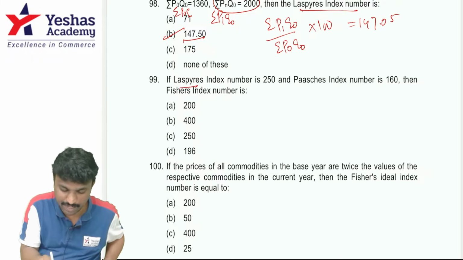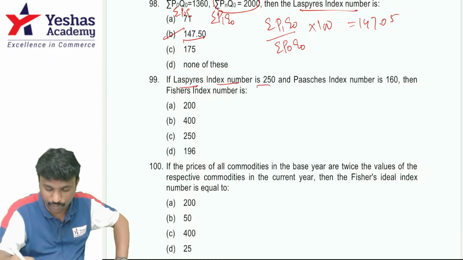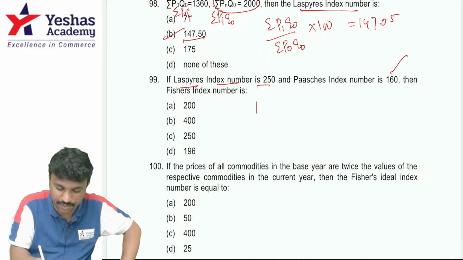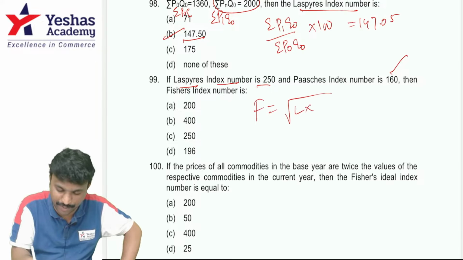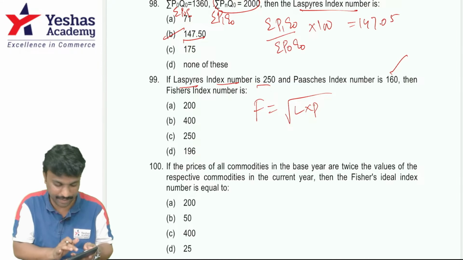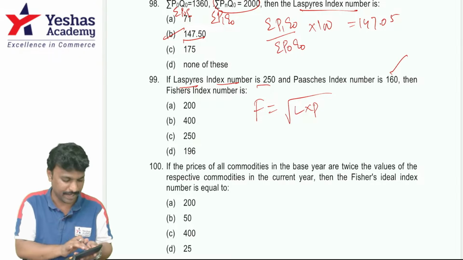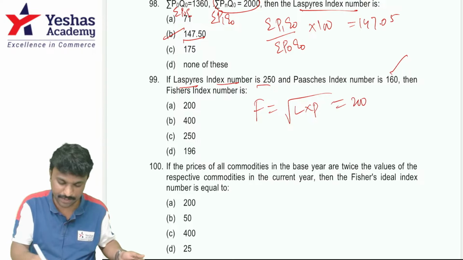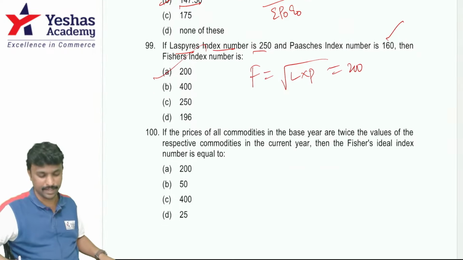99th question. If the Laspeyres's index number is 250, Paasche's is 160, then what is Fisher's? It's a laddu question. Root of L into P we have to do. What is L? L is 250 into P is 160, press equal, press the root. So Fisher's index is 200. Option A is the right answer.